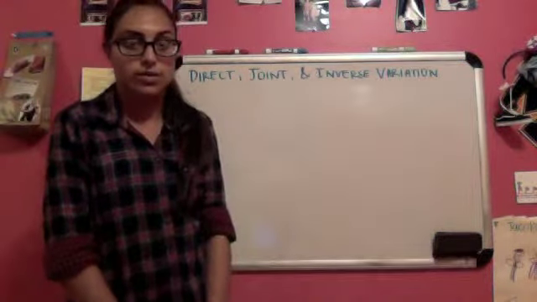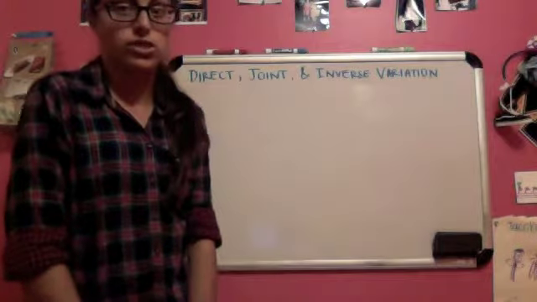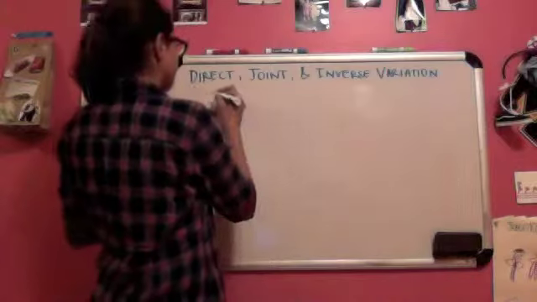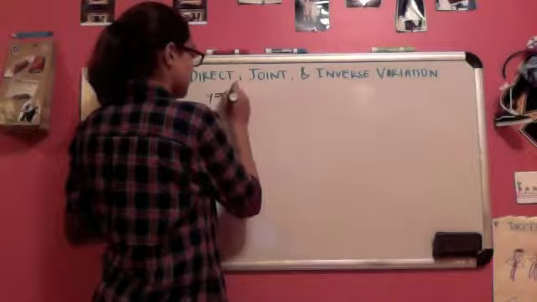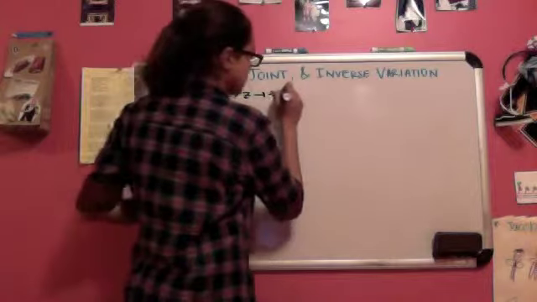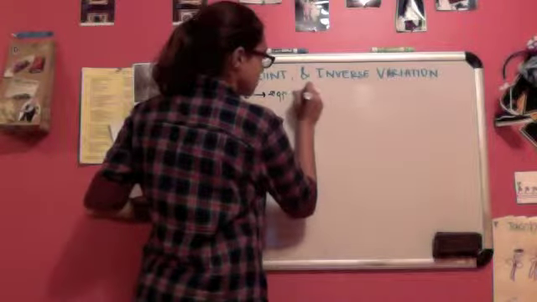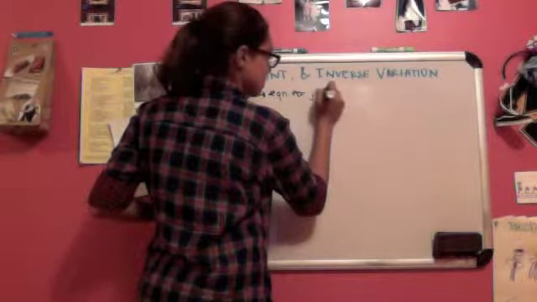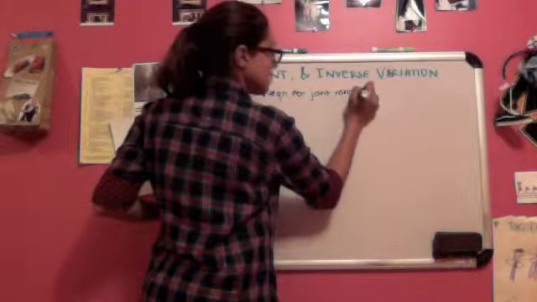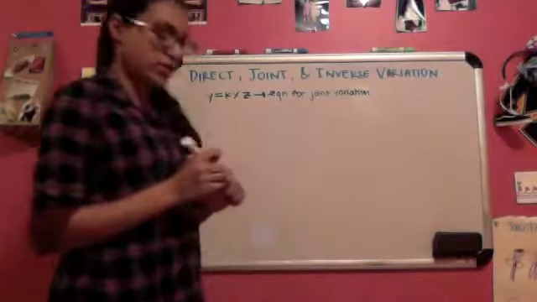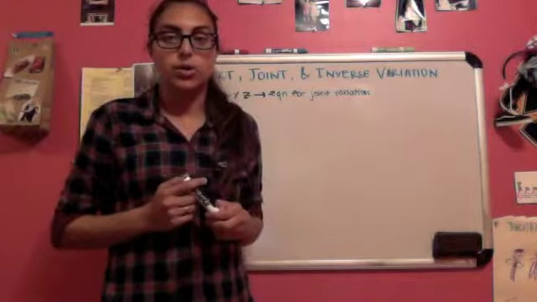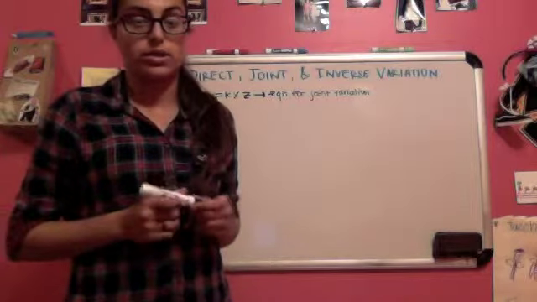So the next thing we're going to learn is joint variation. The equation for joint variation is y equals kxz. Joint variation is when a quantity varies directly as the product of two or more quantities.